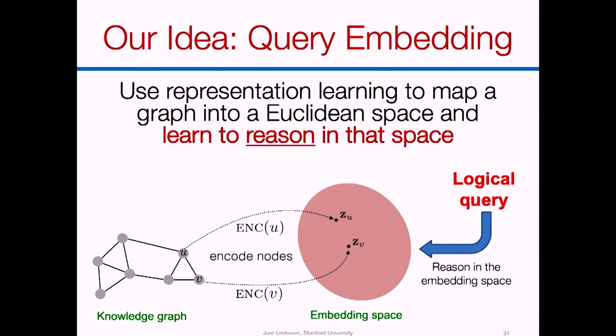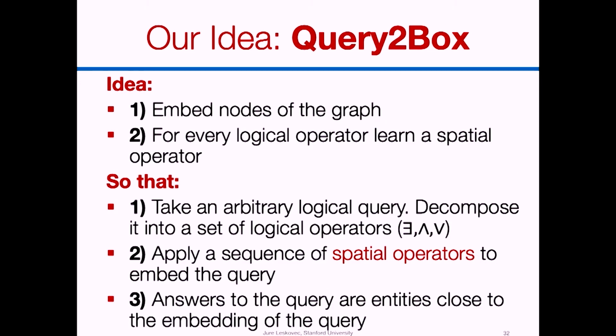Our idea is to take the knowledge graph, map it into an embedding space, and then execute logical queries on top of the embedding space. I take the nodes, the entities of the knowledge graph, and embed them. For every logical operator, we learn a spatial operator so that we can paste these logical operators one after another to identify the answer. You can ask me any arbitrary logical query, and I will think of that as a prediction task. I will decompose the query into a set of operations, execute them in the embedding space, and give you the answer.